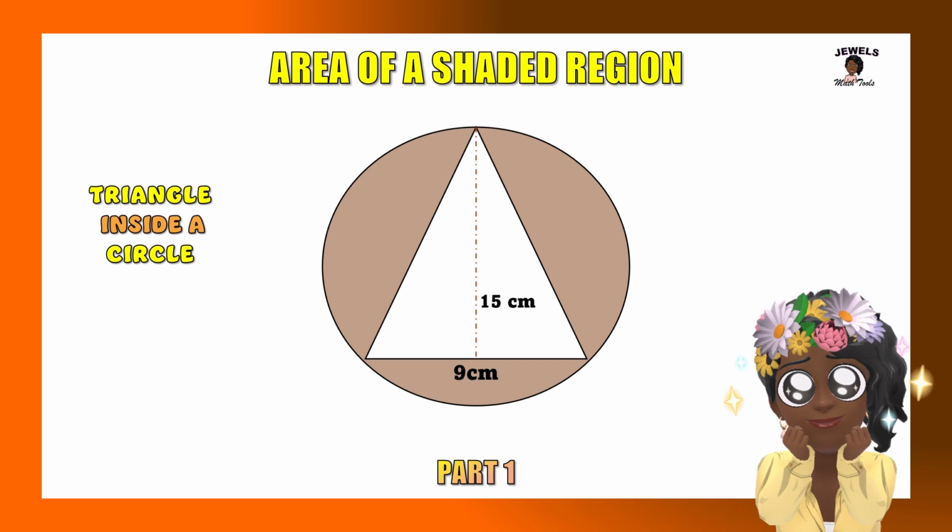In our session today, we are going to be calculating the area of our shaded region when we have an acute triangle inside of a circle. And if you're ready to see how this is done, let's get started.